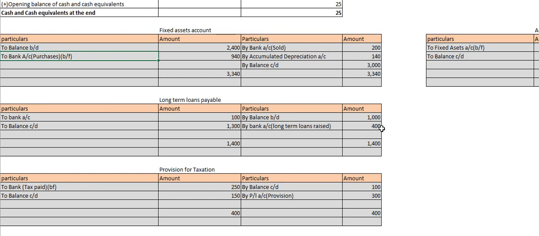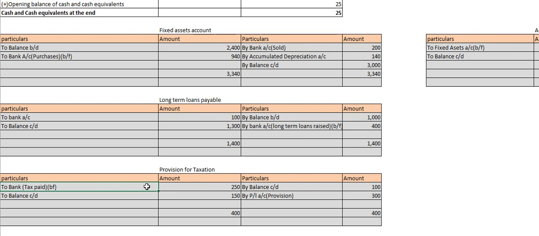So if you see your long-term loans, last year it is 1000, the current year it is 1300, which we are showing as balances. This bank account is nothing but your balancing figure. Since it is by bank account, we consider it as by long-term loans raised. So your balance is 1,400 and 1,400.